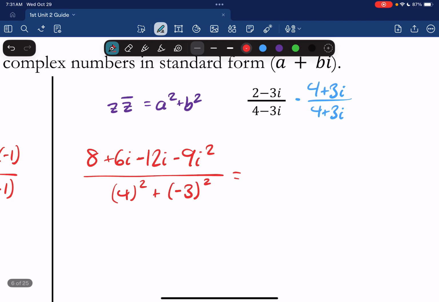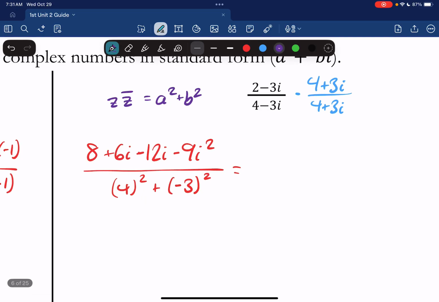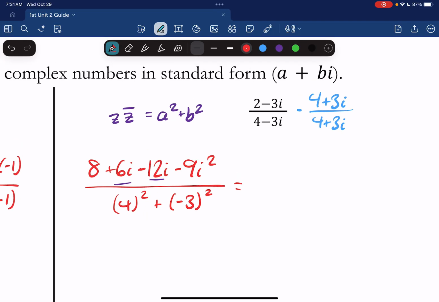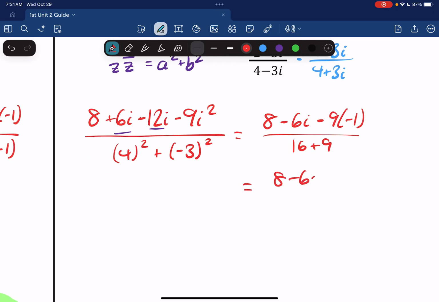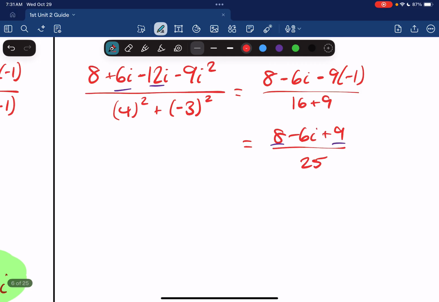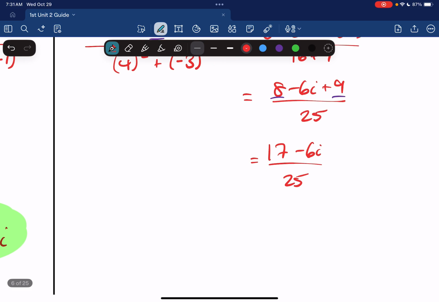I can now go ahead and simplify that numerator. I got my two like terms to start, and I got i squared to evaluate. So I get 8 minus 6i minus 9 times negative 1 all over 16 plus 9. So this is 8 minus 6i plus 9 over 25. And then I got those two like terms to combine. So I have 17 minus 6i divided by 25. And then the last thing I'm going to do is rewrite it as a real and imaginary part. So 17 over 25 minus 6 over 25i.